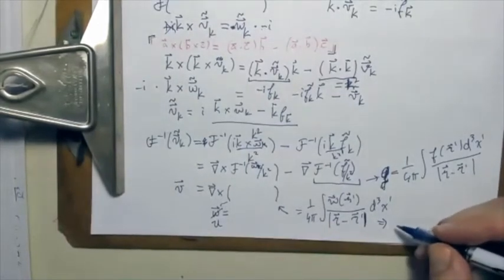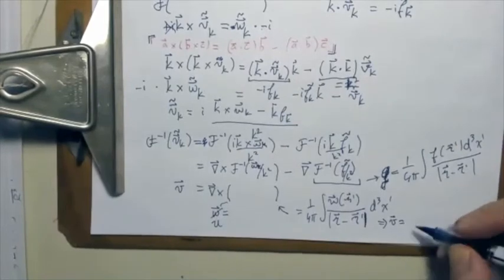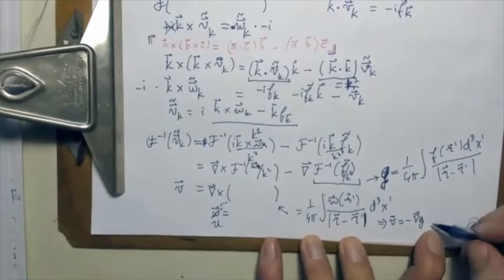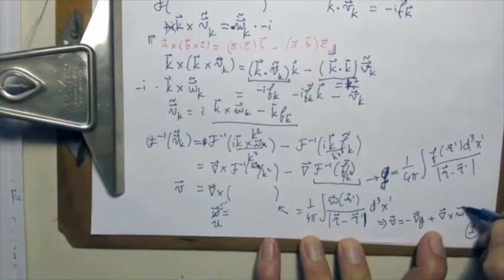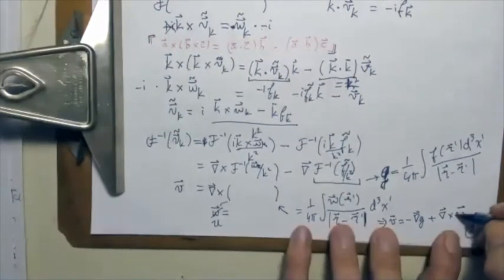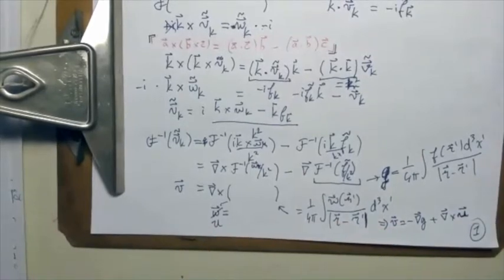So finally, it's minus the, sorry, not divergence, gradient of this plus the curl of that, not W, U, that came out of this inverse transform.